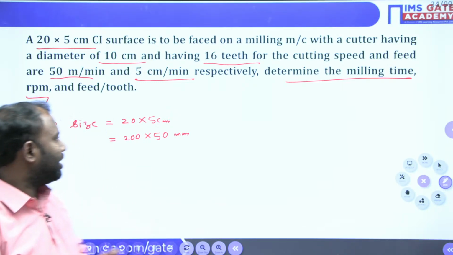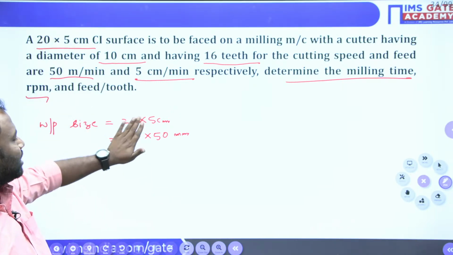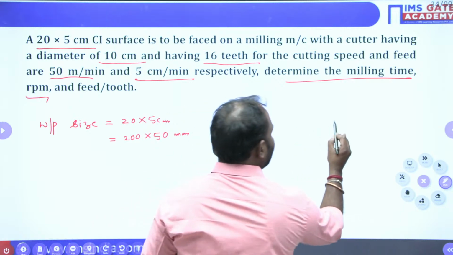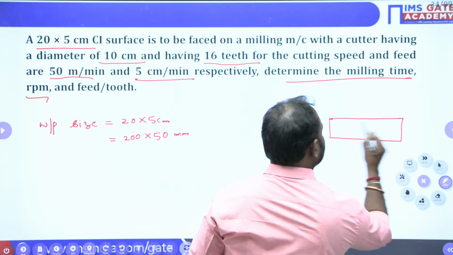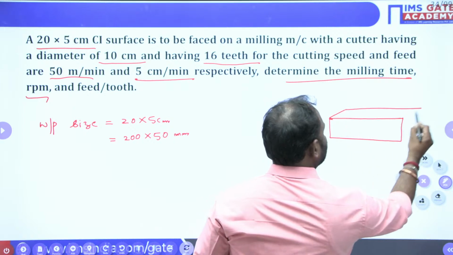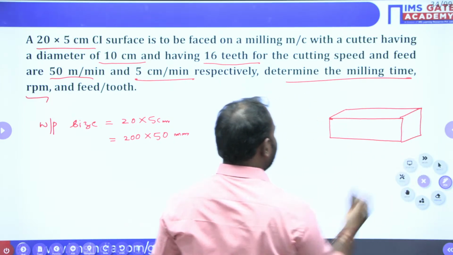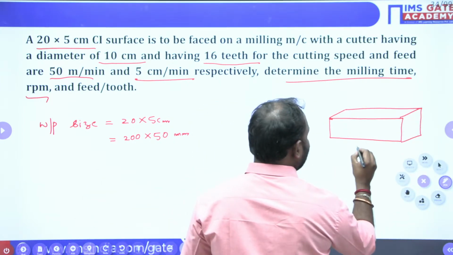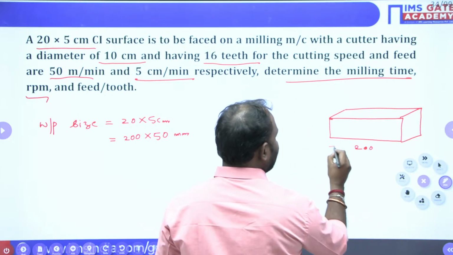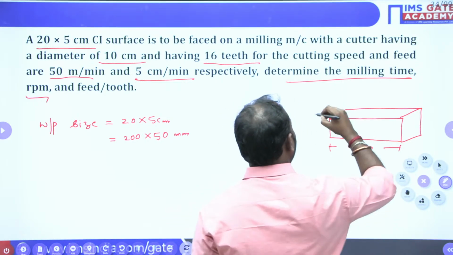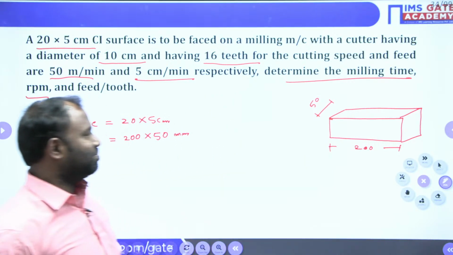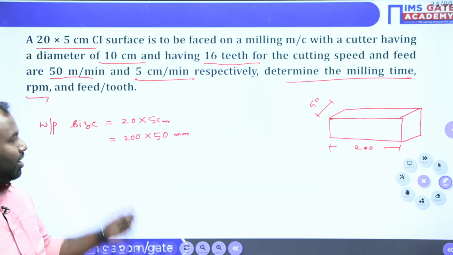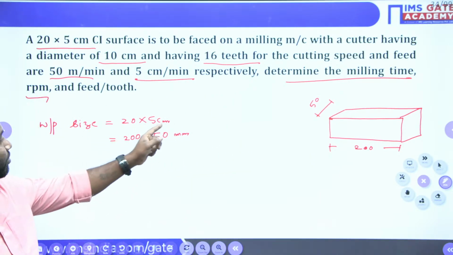Okay, right. Now, this is what the dimensions of the workpiece. Now I'll just briefly draw the dimensions of the workpiece. This is the dimension. 200 mm length, and width is 50 mm. Clear, everybody? Right. Now here 200 by 5 centimeters.